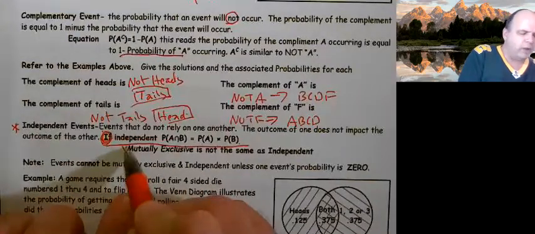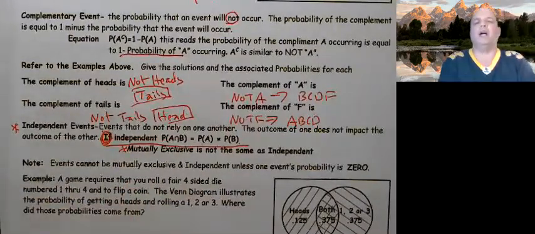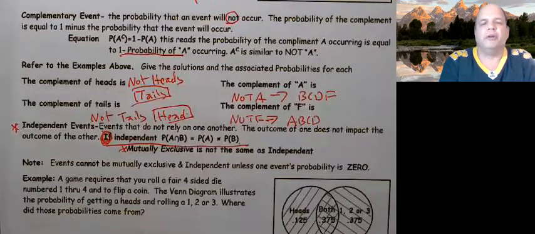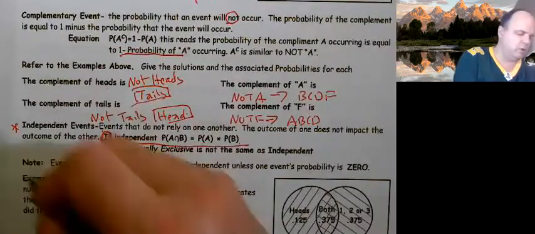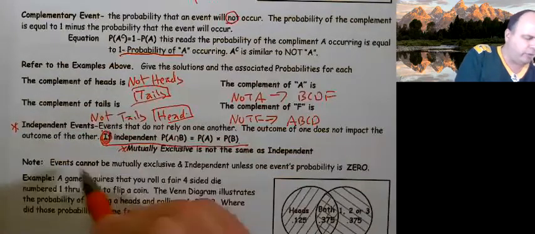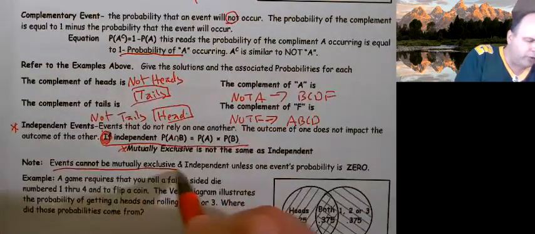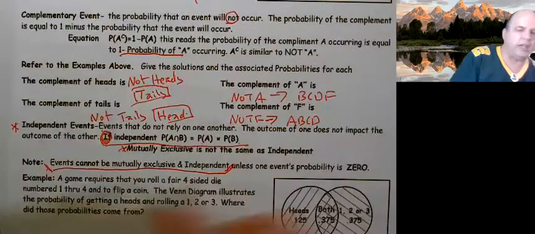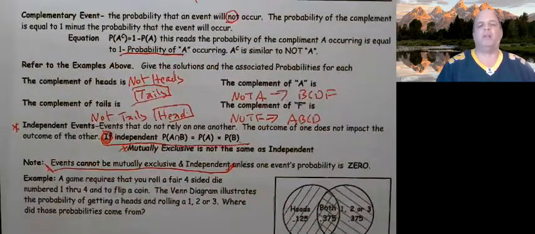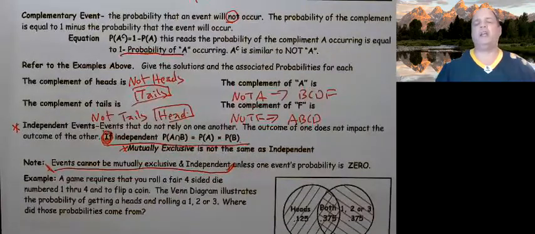Also put a star by this. Mutually exclusive is not the same as independent. They're different. Mutually exclusive is not the same as independent. They are completely different. Also, events cannot be mutually exclusive and independent. All right, events cannot be mutually exclusive and independent. I'm going to say it again. Events cannot be mutually exclusive and independent.